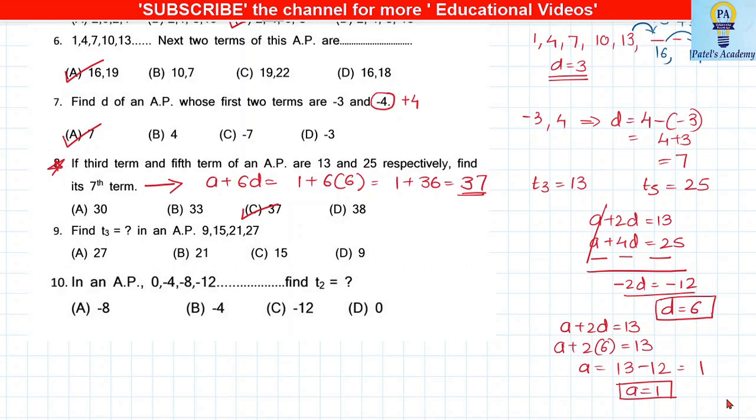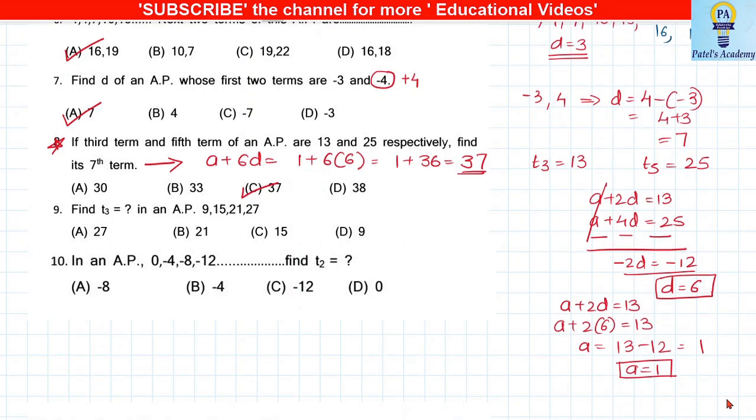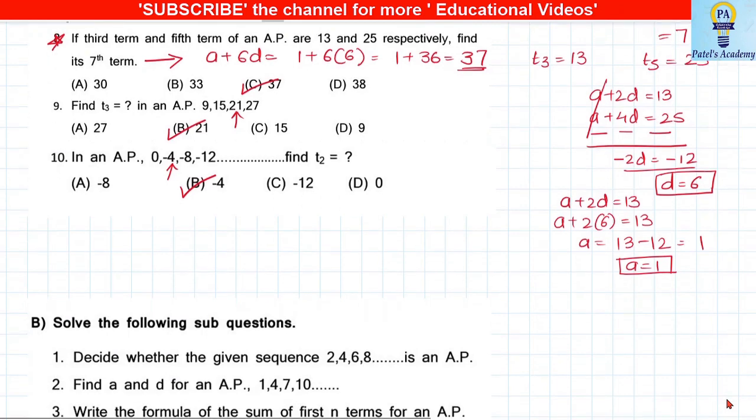Okay, now the next one, find the third term. No calculations, we see the third term is 21, option B. The next is in an AP, you have to find out the second term. Again, no calculation. That is option B, minus 4. Okay, so with this, we finished with all the MCQs.